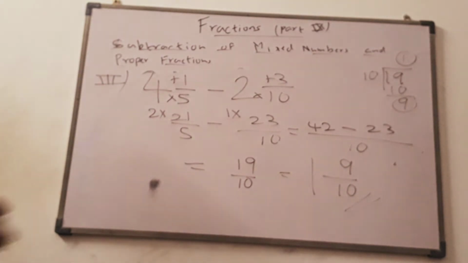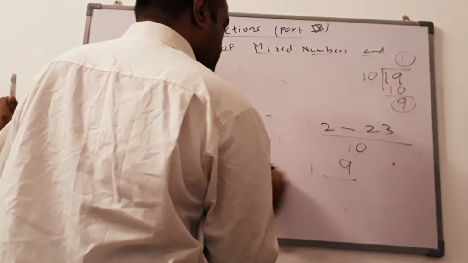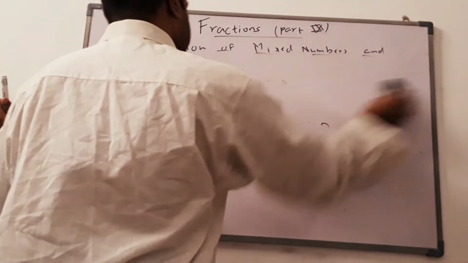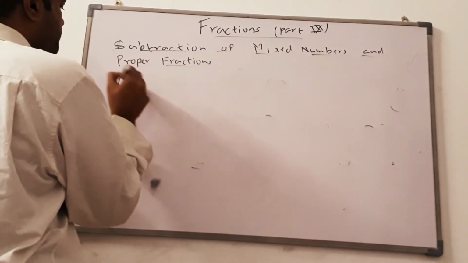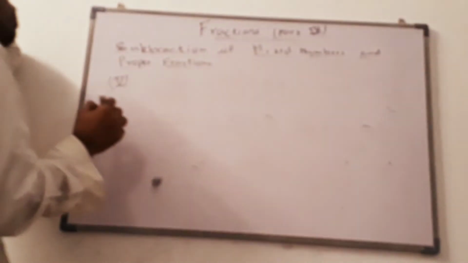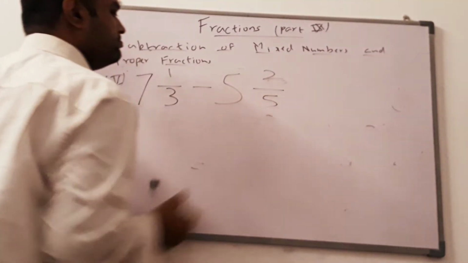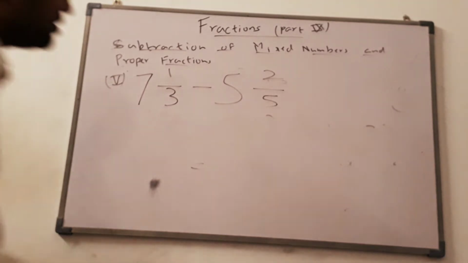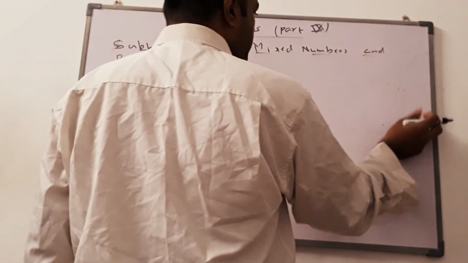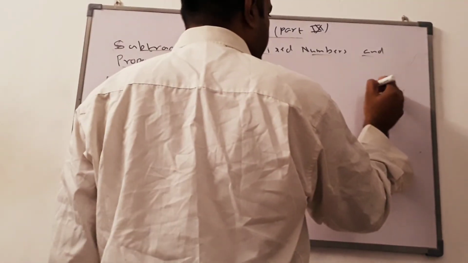Another question. Suppose a question like this: 7 1/3 minus 5 2/5. Okay, different denominators, and 5 is not a multiple of 3. So we have to try to find the common denominator, I mean the division method of prime factorization.